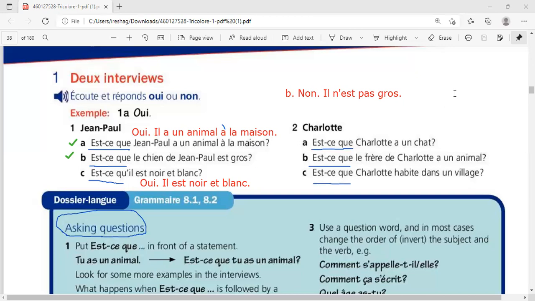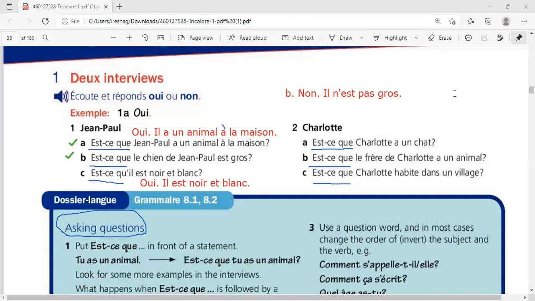No, teacher. Excuse me, teacher, can you tell me the meaning of the second question of Charlotte? Does the brother of Charlotte has an animal? Yes, Akhil, you wanted to ask something. Miss, how are we supposed to write the answer?